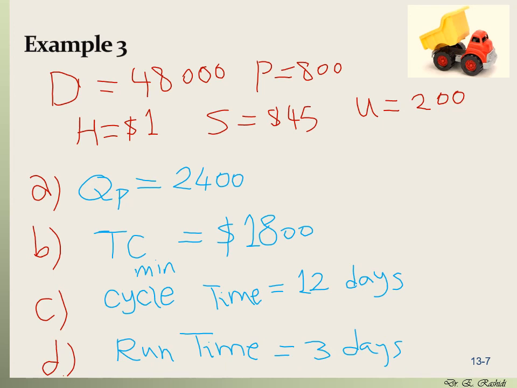So out of the 12 days cycle time, we start production and do the production for a period of 3 days, and for the rest, which is 9 days, we don't produce. Again, after the 12 days, we're going to start producing. We're going to produce for 3 days, and after that, we're going to stop. And after 12 days, we're going to continue. So this cycle is going to go on and on.